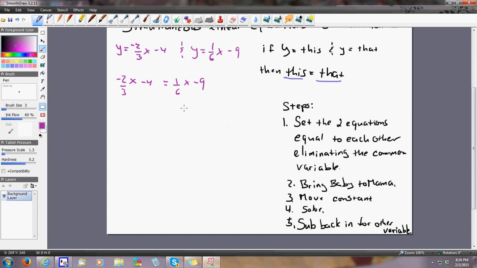Now, I could bring baby to mama first, but here, because I have fractions, I don't really like, well, that's not true. I love working with fractions. But because most people don't like working with fractions, I'm going to take a look at the common denominator, or the denominators, and it's 6.